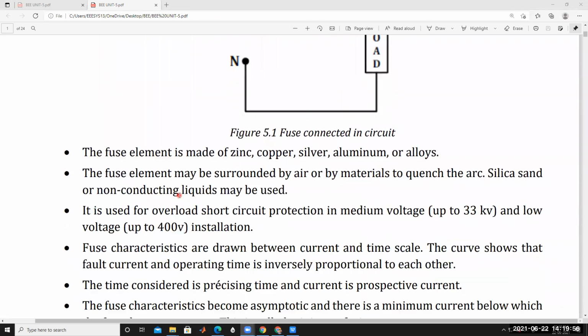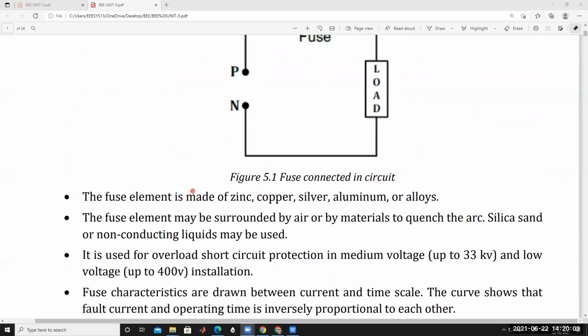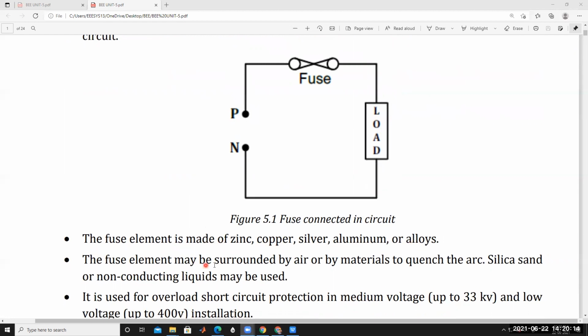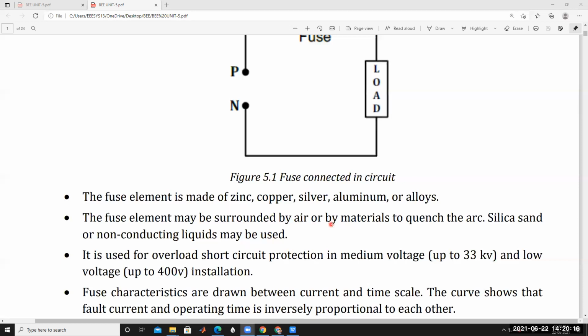The fuse element is generally made of zinc, copper, silver, aluminum, or alloys. The fuse element may be surrounded by air or by materials to quench the arc.